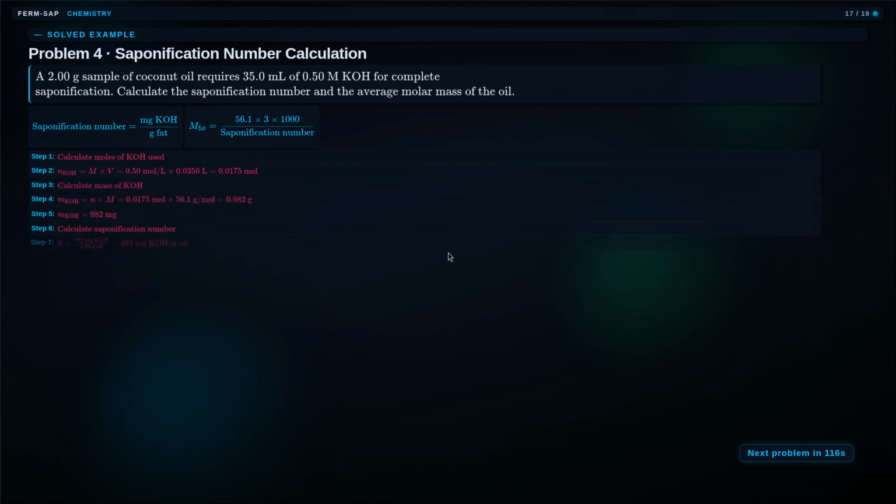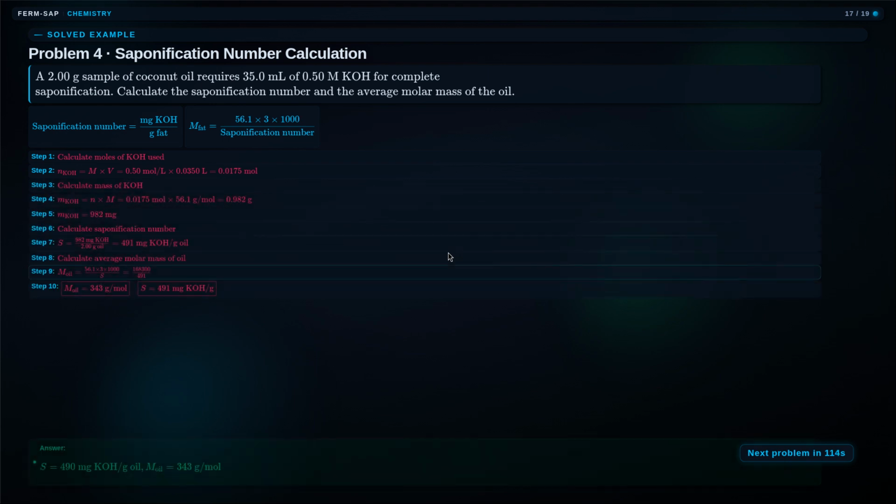Problem 4. A 2-gram sample of coconut oil requires 35 milliliters of 0.50 molar KOH for complete saponification. Calculate the saponification number and the average molar mass of the oil. Step 1. Calculate moles of KOH used. Moles equals molarity times volume. 0.50 moles per liter times 0.035 liters equals 0.0175 moles.